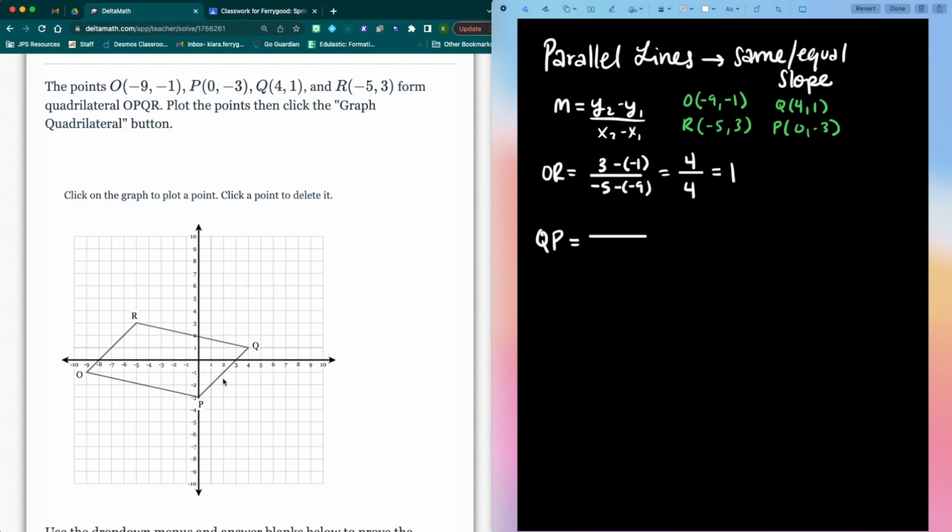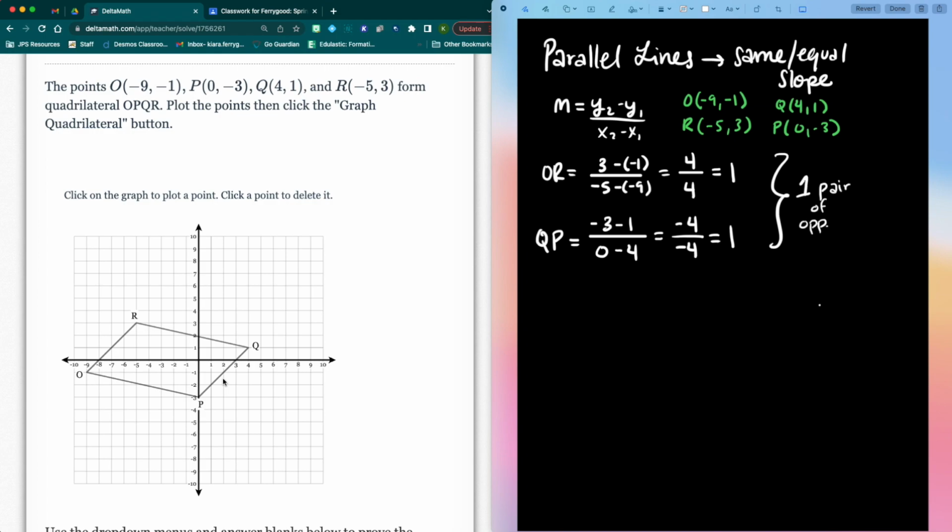For QP, I'm going to let P be my y2. So QP is -3 minus 1, and then 0 minus 4. -3 minus 1 gives me -4, and 0 minus 4 gives me -4. That tells me the slope is 1. So now I have already figured out that I have one pair of opposite sides that are parallel.